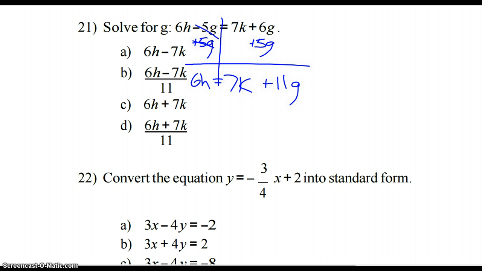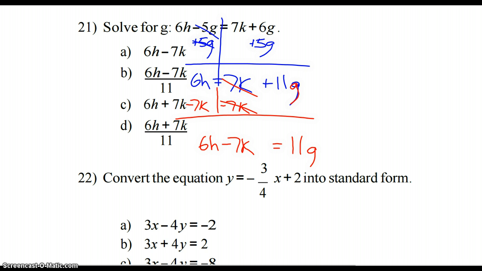Alright, now that we brought the g terms together, we want to solve for g, so we want to isolate g, get g all by itself. Meaning I want to push anything over to the other side that I can. So I'm going to subtract 7k on both sides, which will get rid of this. And now I'd be left with 11g equals 6h minus 7k. Cannot combine those two since h and k are different variables.